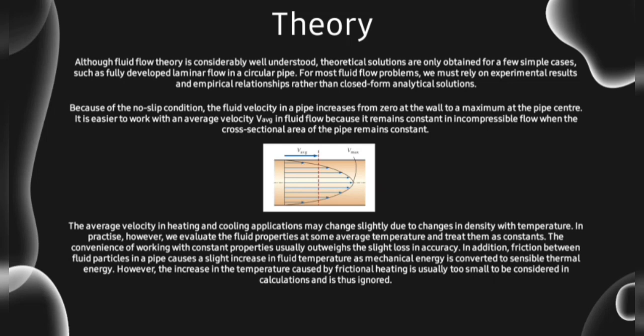Because of the no-slip condition, the fluid velocity in a pipe increases from zero at the wall to a maximum at the pipe center. It is easier to work with an average velocity in fluid flow because it remains constant in incompressible flow when the cross-sectional area of the pipe remains constant. The average velocity in heating and cooling applications may change slightly due to change in density with temperature. In practice, however, we evaluate the fluid properties at some average temperature and treat them as constant. The convenience of working with constant properties usually outweighs the slight loss in accuracy.